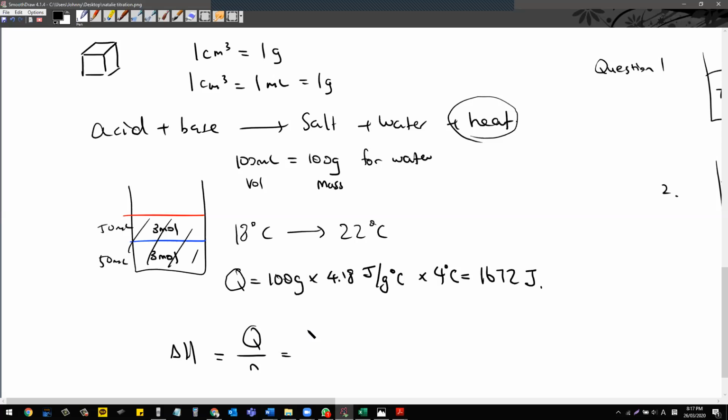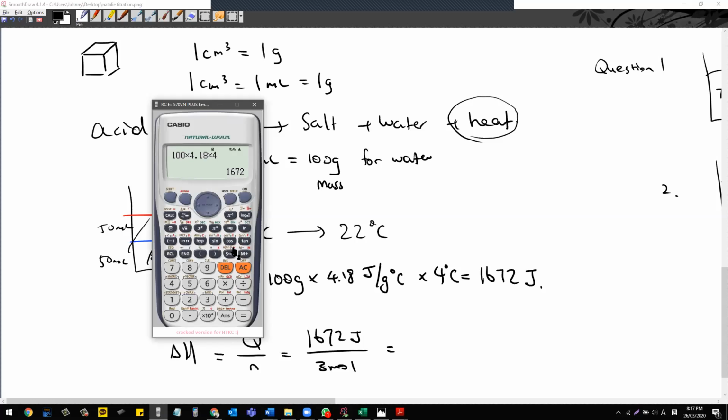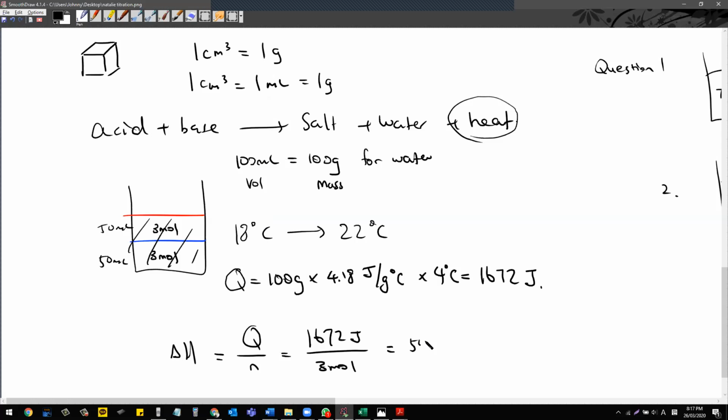So 1,672 joules divided by 3 mole. Then you get that much joules per mole, and divide by 1,000 to get kilojoules per mole. So this was 557 joules per mole, and this will be 0.557 kilojoules per mole.